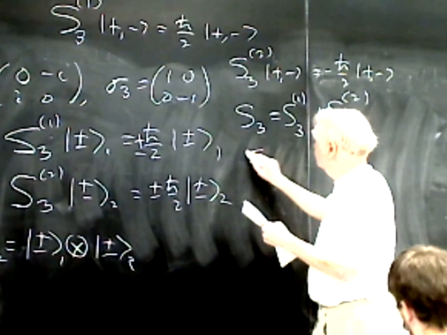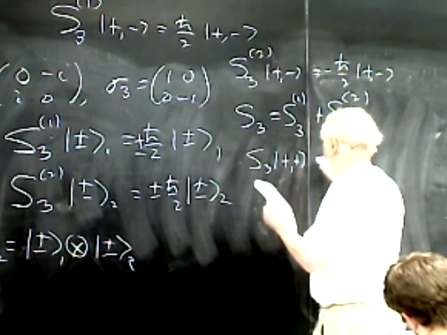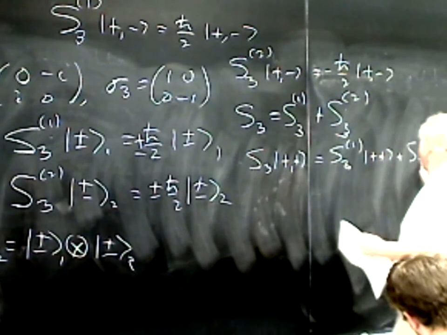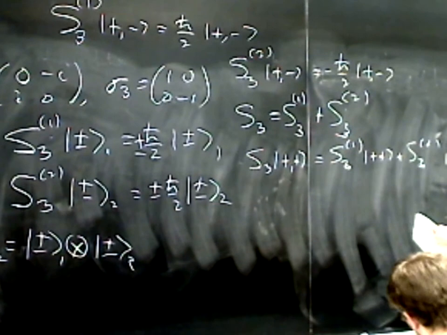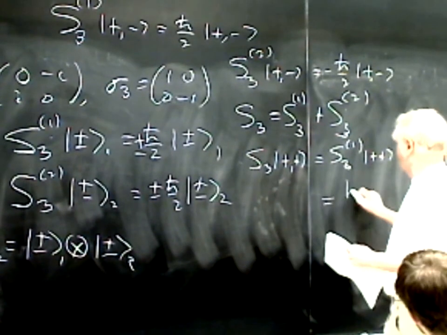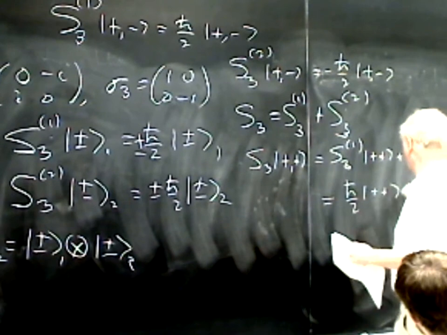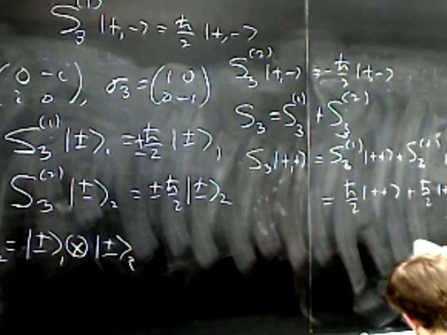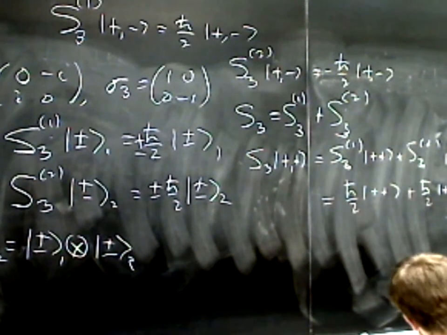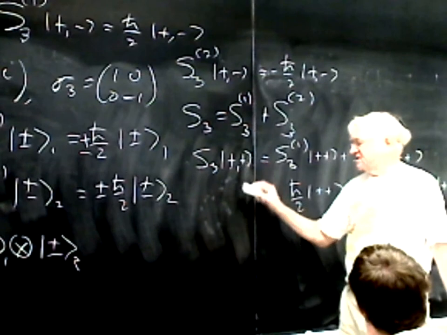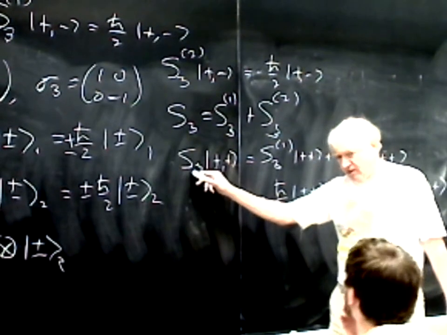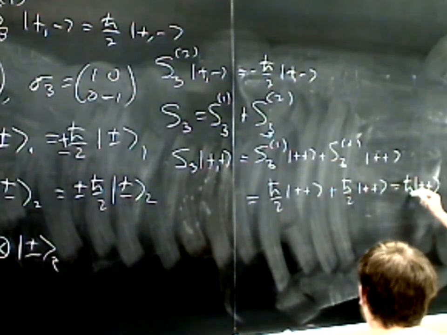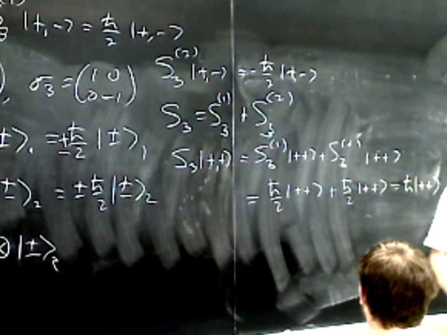In fact, S3 on plus plus is going to be S3^(1) on plus plus plus S3^(2) on plus plus. And so this is going to be h bar over 2 plus plus plus h bar over 2 plus plus. And so altogether that's h bar plus plus. So this direct product state is an eigenvector of the joint operator S3 with eigenvalue h bar. In effect, it's a spin 1 system.